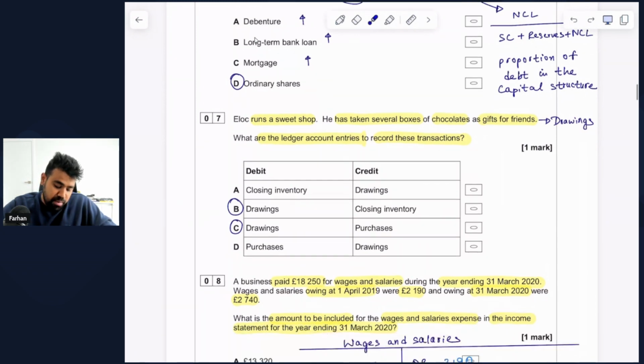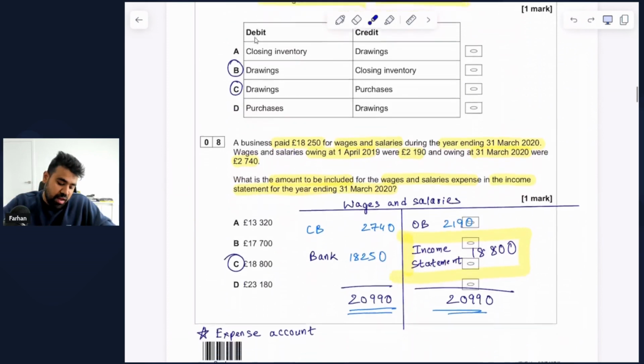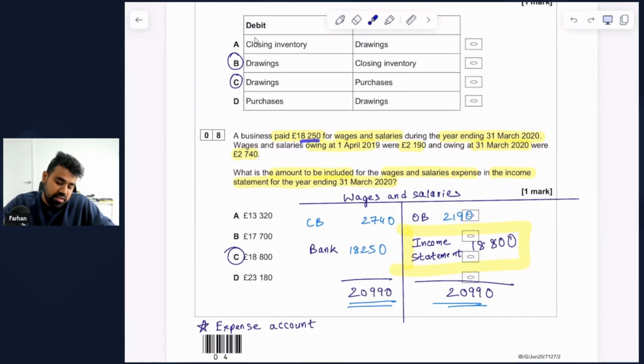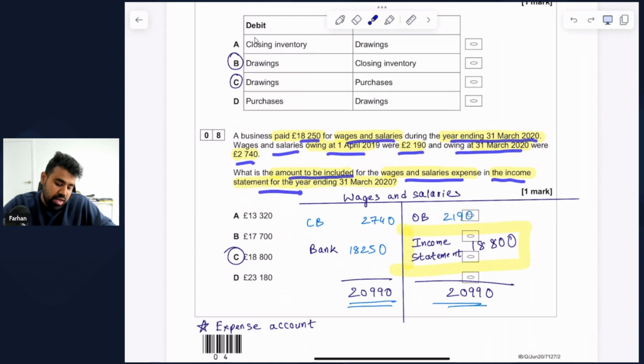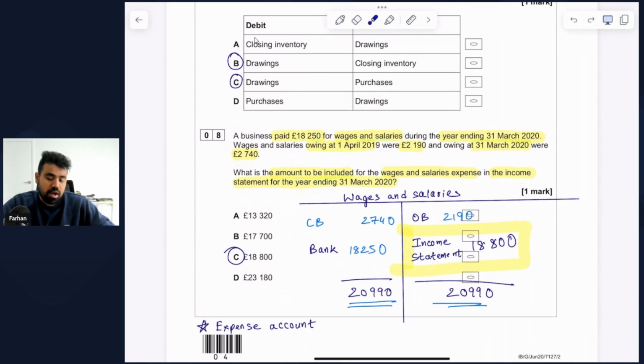Let's move to question number 8. A business paid £18,250 for wages and salaries during the year ending 31 March 2020. Wages and salaries owing at 1 April 2019 were 2,190 and owing at 31 March 2020 were 2,740. What is the amount to be included for the wages and salaries expense in the income statement for the year ending 31 March 2020? Now, we understand wages and salaries are an expense for the business.